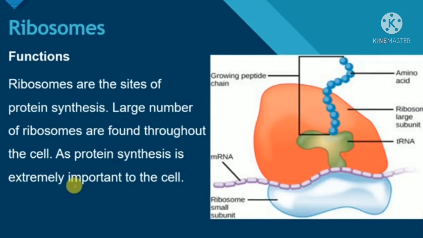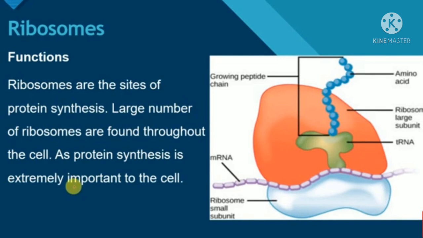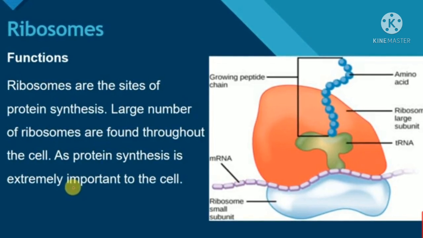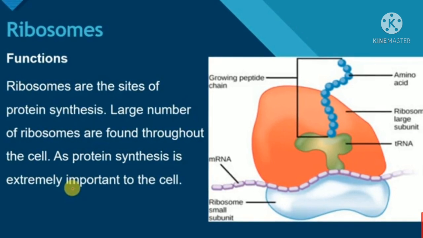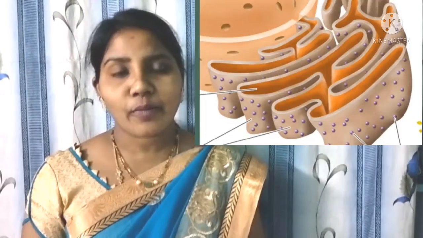Now coming to the function of ribosomes, the sites of protein synthesis. A large number of ribosomes are found throughout the cell as protein synthesis is extremely important to the cell. Then coming to the endoplasmic reticulum. The next cell organelle is the endoplasmic reticulum. This is in the short form ER.